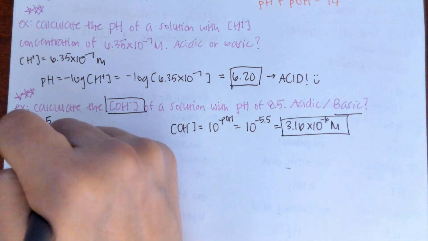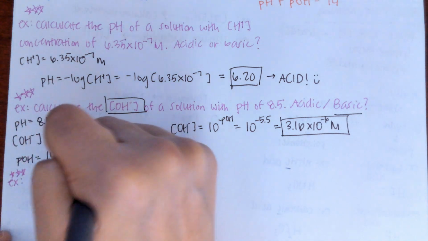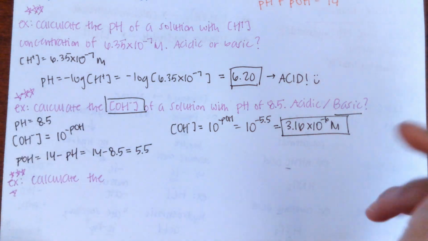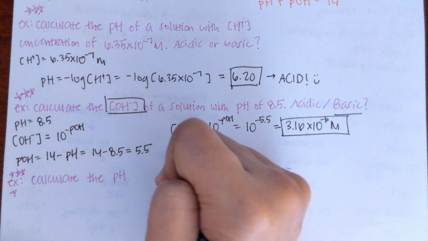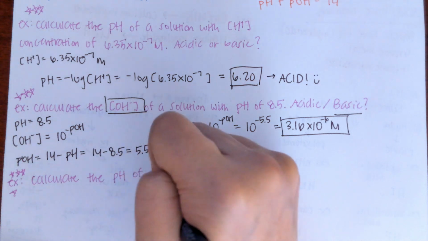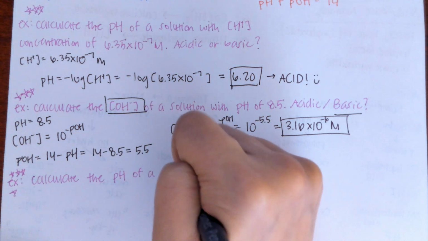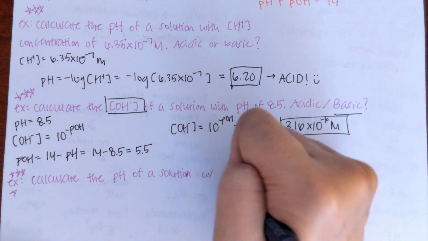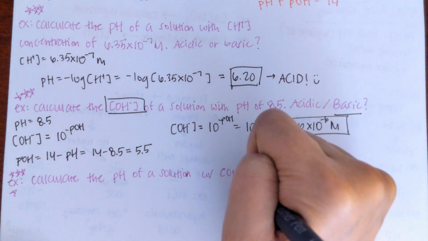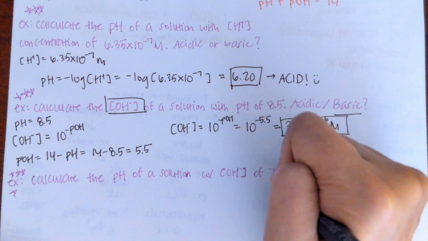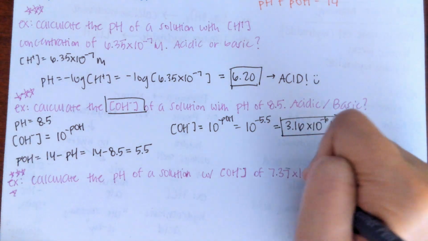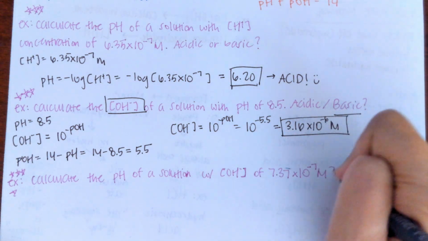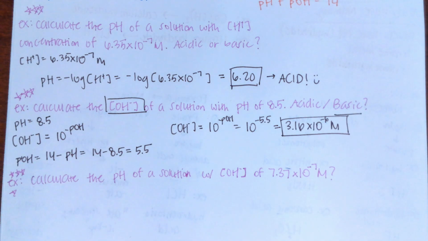Last but not least. Calculate the pH. This is another two-stepper. pH of a solution with an OH concentration of 7.37 times 10 to the power negative 7 molar. That's not very nice.